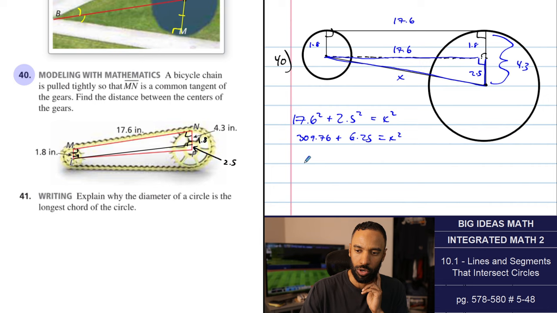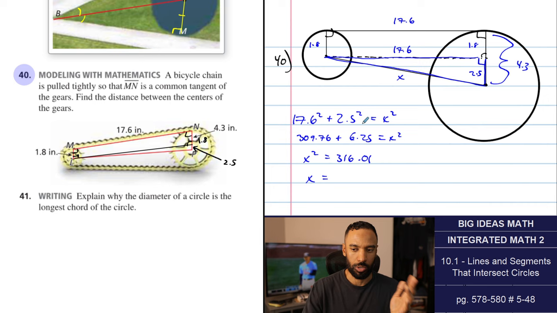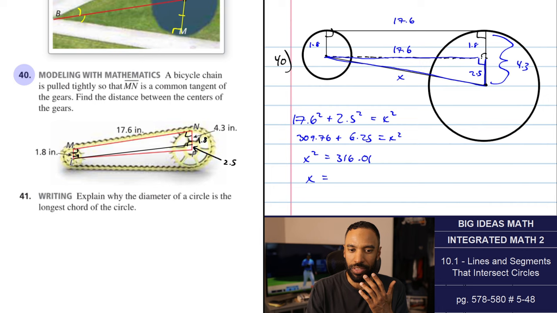Take the square root. This is where you won't have a plus or minus. By the way, X is the length of LP. I hope you know that. So the square root of this is kind of something random, 17.7.